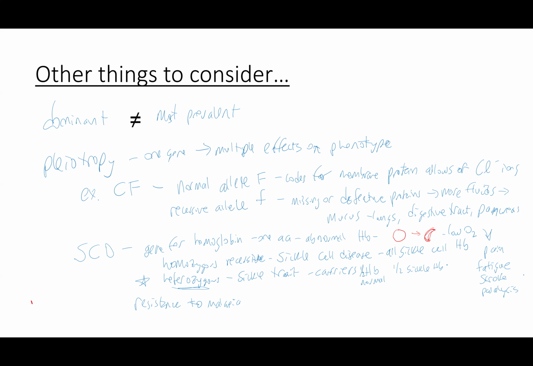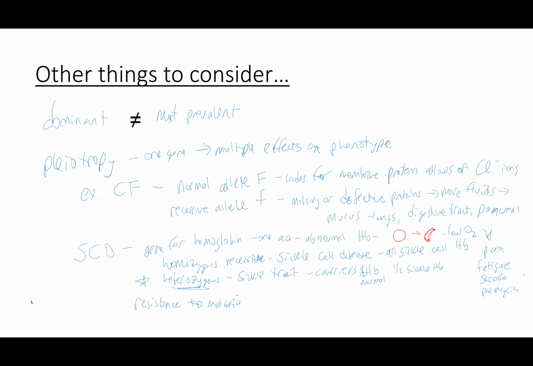And if you live in an area where there's high malaria, this is a benefit, which means you're more likely to survive and be able to reproduce and have more children and pass on that sickle cell gene to children. So there's a benefit to being heterozygous, and you're more likely to pass it on to the next generation, which is one reason that the allele has a higher prevalence.